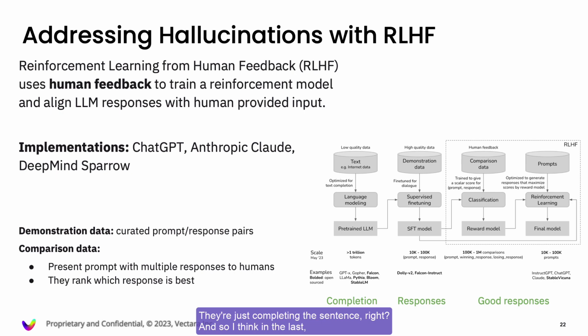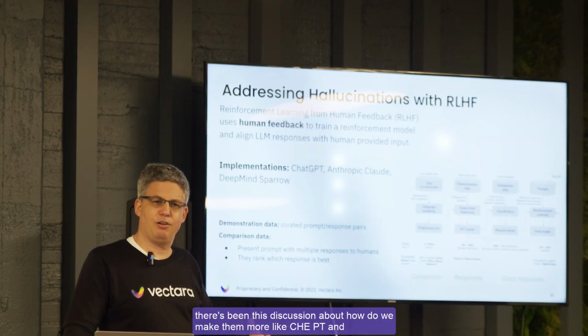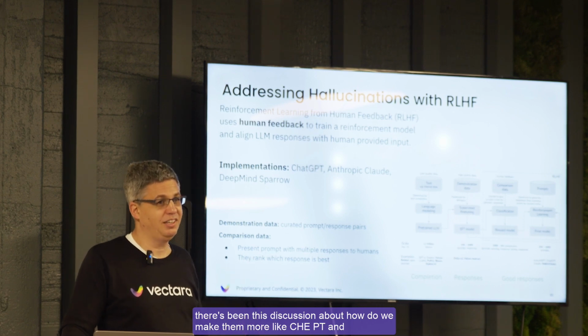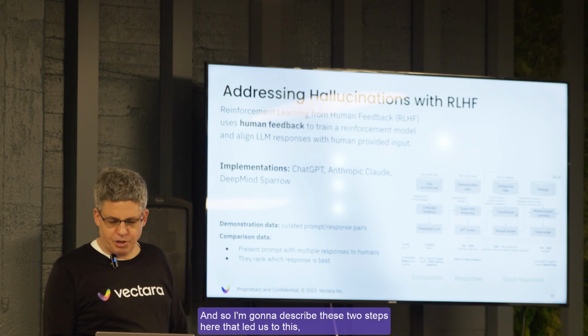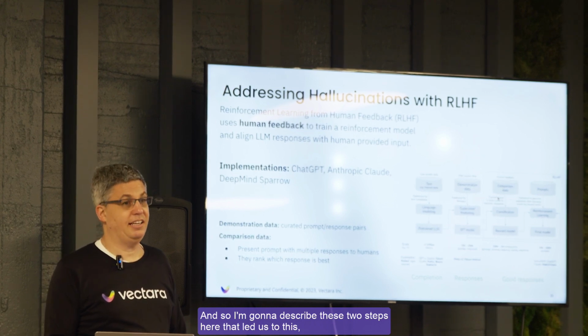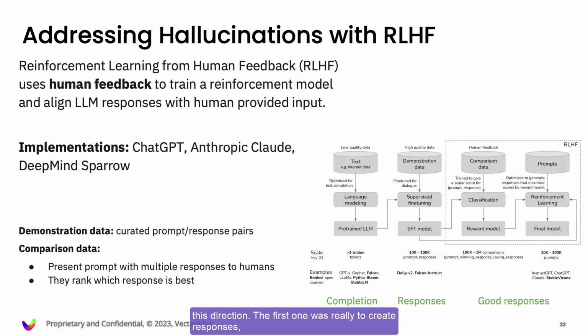And so I think in the last 2 or 3 years, there's been this discussion about how do we make them more like ChatGPT and responding to these kinds of things. And so I'm going to describe these 2 steps here that led us to this direction. The first one was really to create responses, and then they found the responses are not so good, so they went to do good responses, right?